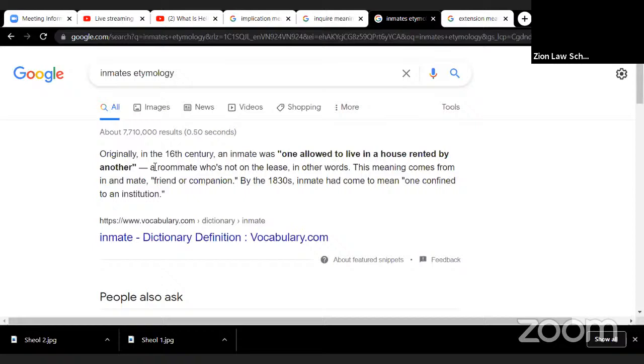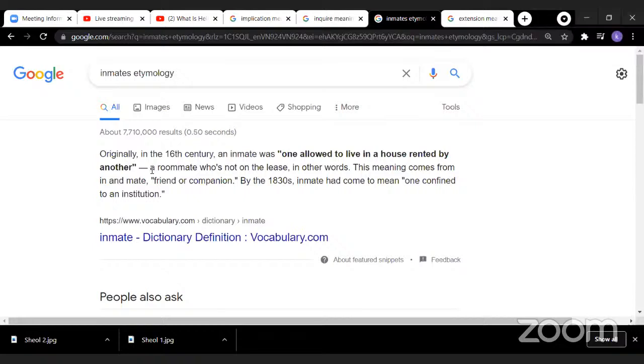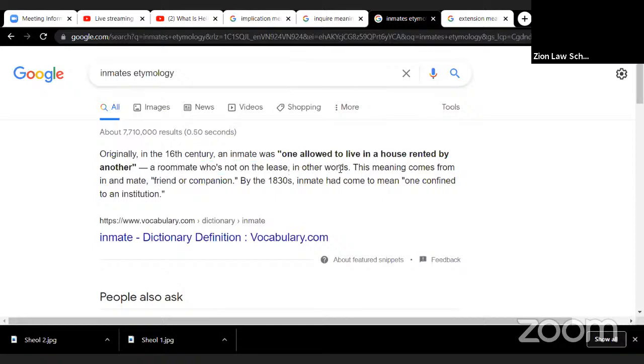I think that's quite interesting. You bet it is. A roommate who's not on a lease, in other words. Okay, this meaning comes from in and mate, friend or companion. Oh, wow. By the 1830s, inmate had come to mean one confined to an institution.